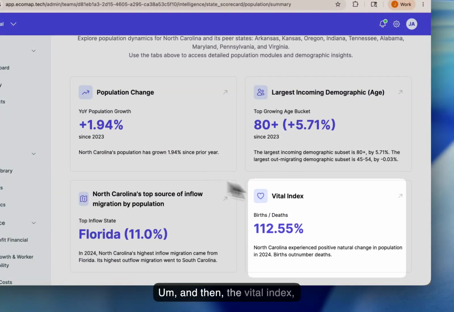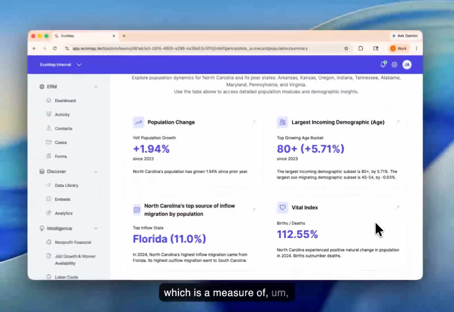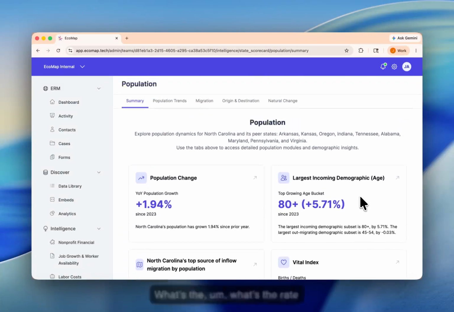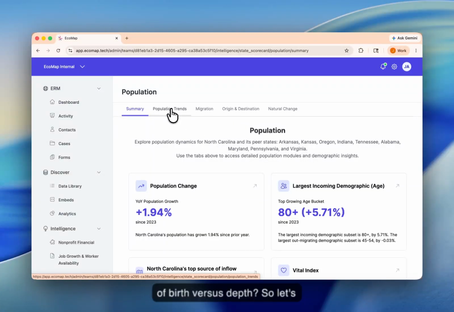And then the vital index, which is a measure of births versus deaths to help you assess the natural change in population, essentially. So that's the change in population that does not include migration information of people who lived in this state in the whole year, right? What's the rate of births versus deaths?